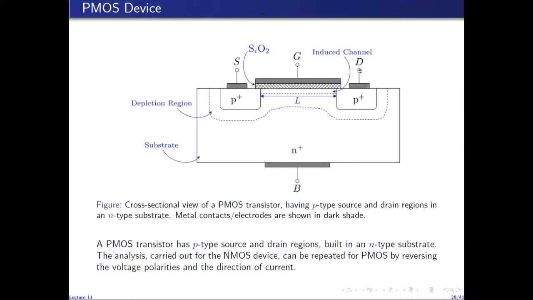And then applying a negative VDS causes source current, a conventional source current, to flow from the source through the channel towards the drain. So by reversing the polarities of all the voltages and by reversing the direction of the current, we can obtain similar relationships as we did for the NMOS device.